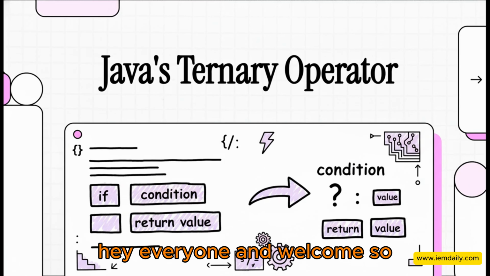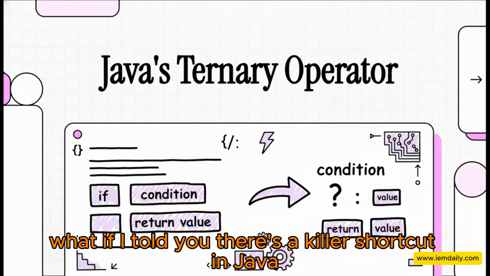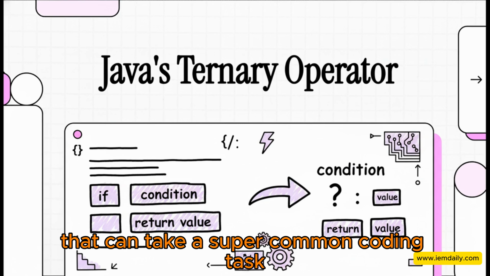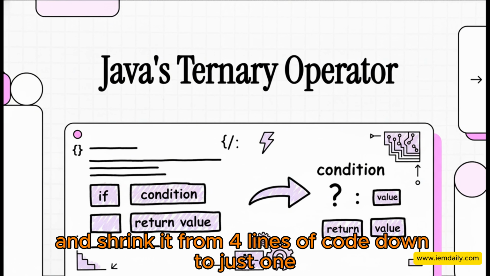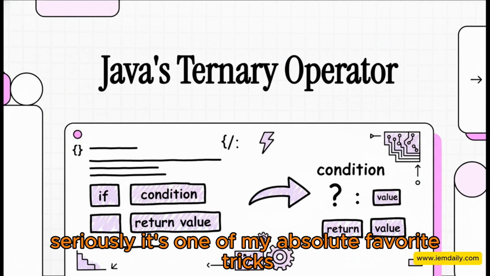Hey everyone, and welcome. So what if I told you there's a killer shortcut in Java that can take a super common coding task and shrink it from 4 lines of code down to just one? Seriously, it's one of my absolute favorite tricks, and today we are going to break down exactly how it works.